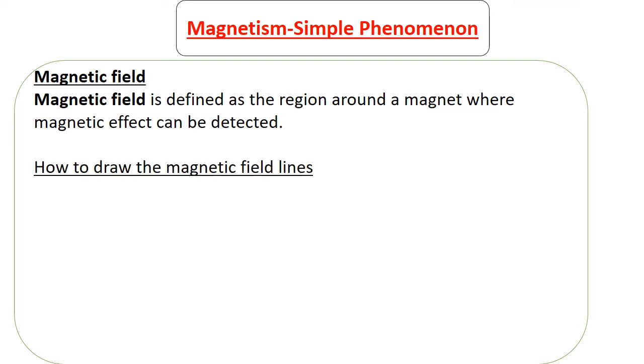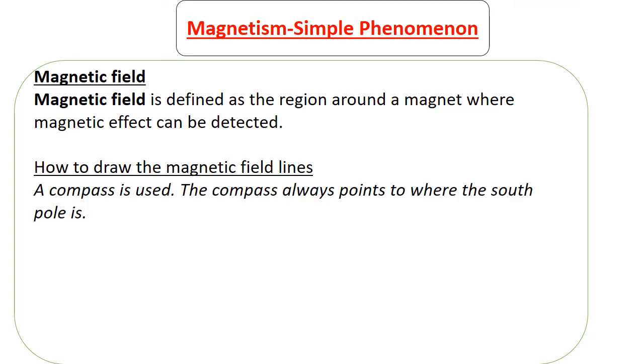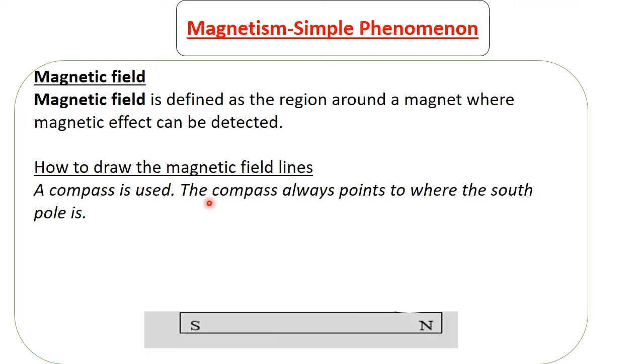So there is a technique on how to draw the magnetic field. What you do, you have to get a magnet and a plain paper. You put a magnet on a plain paper, then use a compass. The compass that is used is actually called a potted compass, but it's okay for now to say compass. The thing about the compass is it always points where the South Pole is. So get a magnet, you put your compass on the North Pole. The point of the compass will point somewhere where it thinks the South Pole is.